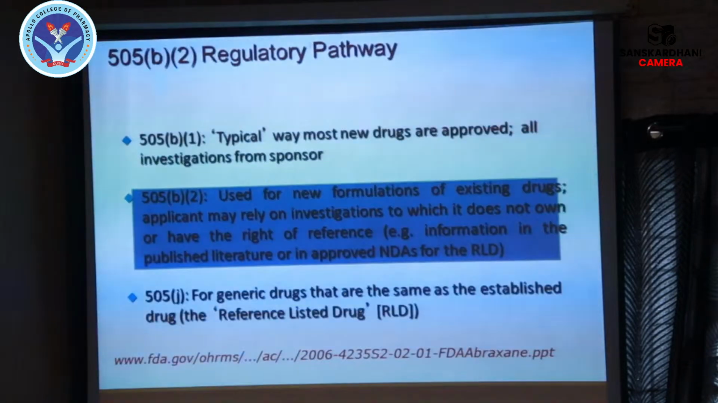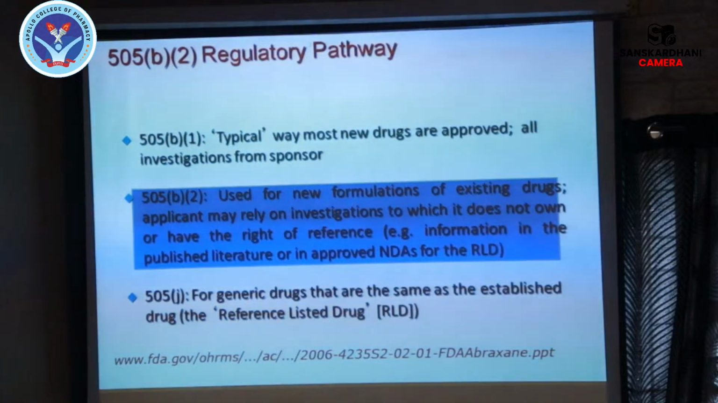Okay. Now coming to the regulatory part, there are three major regulatory pathways. Okay, 505(b)(1). This is used by most of the new drugs which are coming into the market. The regulatory pathway is 505(b)(1). Second regulatory pathway is 505(b)(2). So these liposomal carrier nanoparticles are approved through a regulatory pathway which is called 505(b)(2).